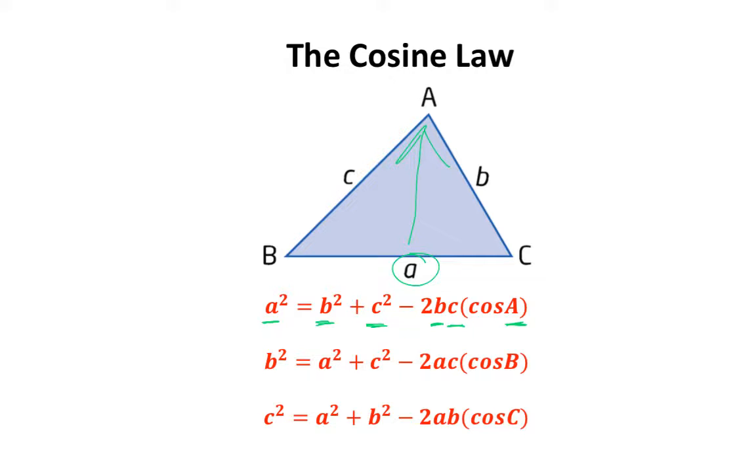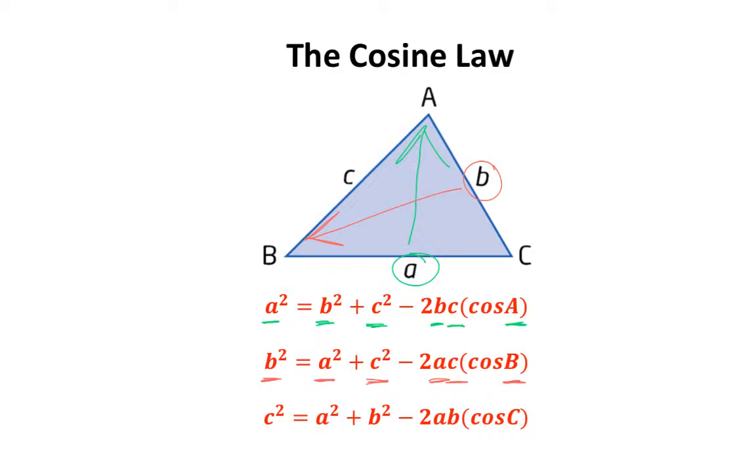You can repeat the exact same process for the other side lengths. So say, for example, you want to solve for side length B. What you would need is angle B, side length C, and side length A. So just to rephrase, if I'm looking for side length B, I'm going to need side length A, side length C, and the angle B.